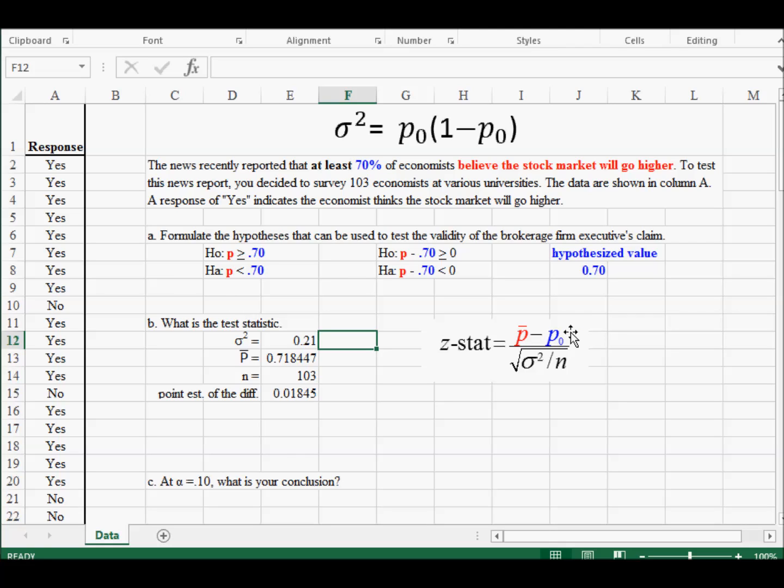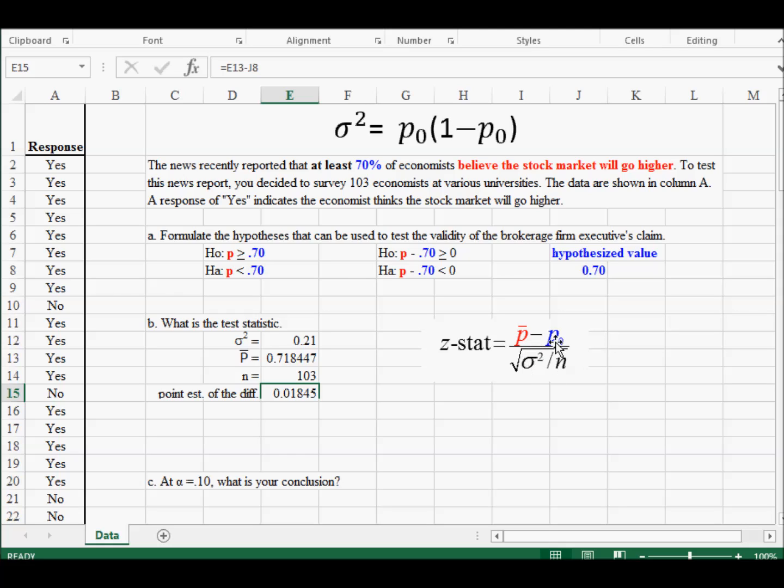They don't change. The p-bar here, 0.718447, is the point estimator of that p. But what I'm interested in is this difference. I need a point estimator of that difference. And the point estimate of that difference is the p-bar minus the hypothesized value, 0.7. And this value here is the numerator of my test statistic.